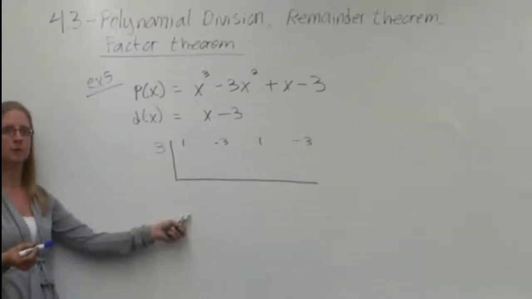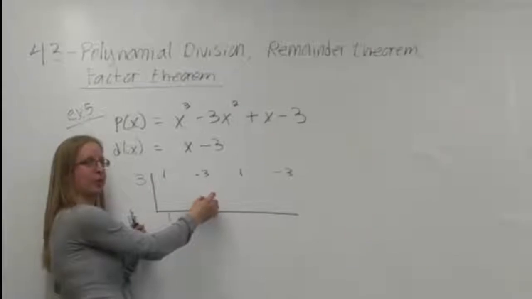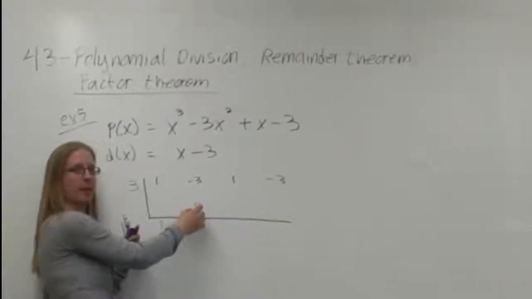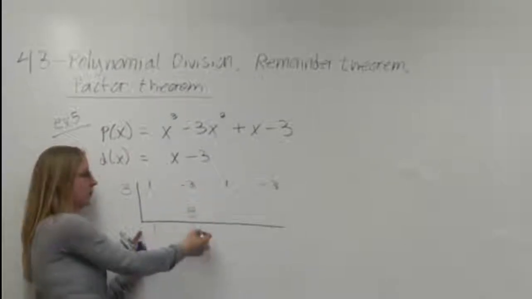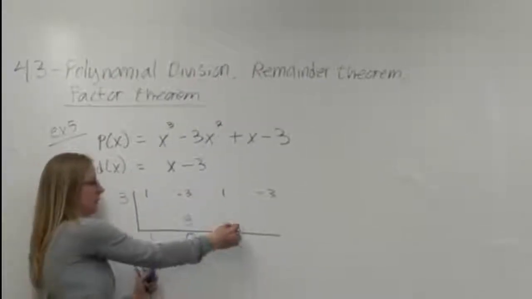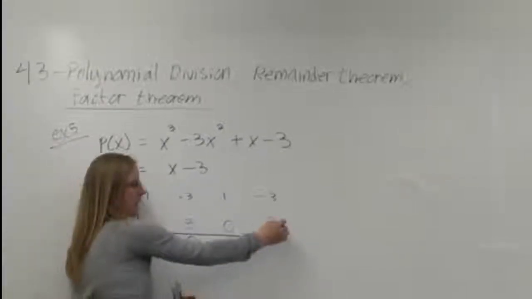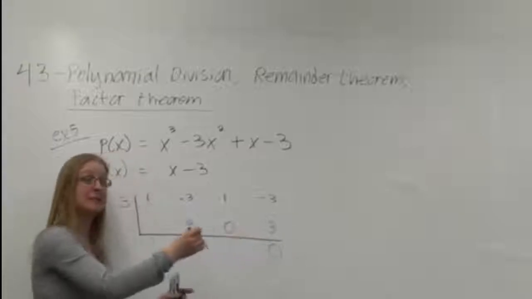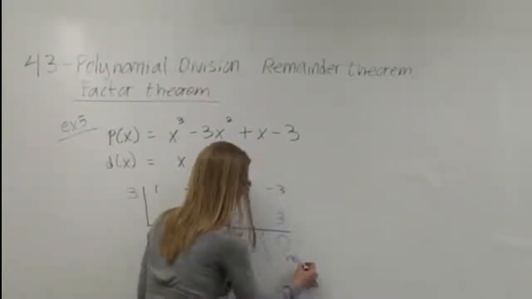Drop the 1. Then what? Positive 3. Where did that 3 come from? 1 times 3, multiply here, that's right. You put it here. And then I add. What am I going to get? 0. And then I multiply. What's 3 times 0? 0. And then I add. 1. And then I multiply. 3. And then I add. 0. Oh, so when my remainder is 0, that's really cool, right? So in this case, I got my remainder of 0.